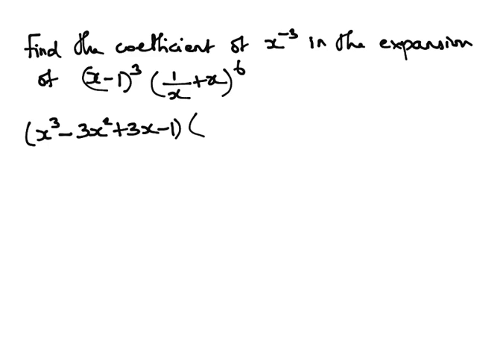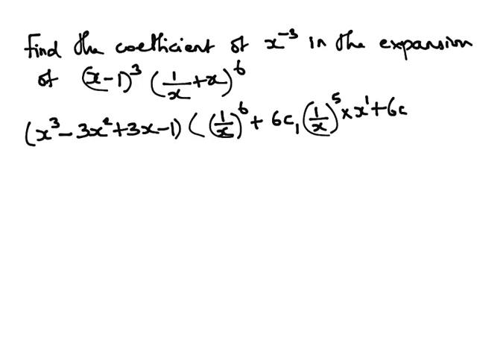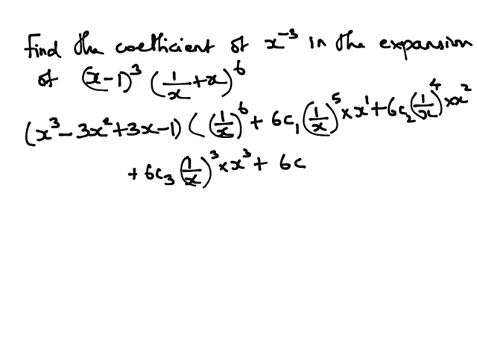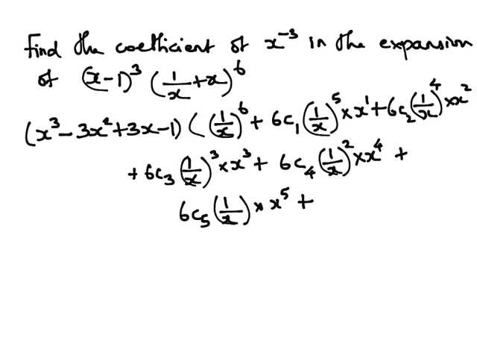So it will be 1 by x power 6 plus 6c1 1 by x power 5 into x power 1 plus 6c2 1 by x power 4 multiplied with x squared plus 6c3 1 by x raised to 3 multiplied with x power 3 plus 6c4 1 by x the whole square into x power 4 plus 6c5 1 by x multiplied with x power 5, finally x power 6. So this is the expansion of 1 by x plus x whole power 6.